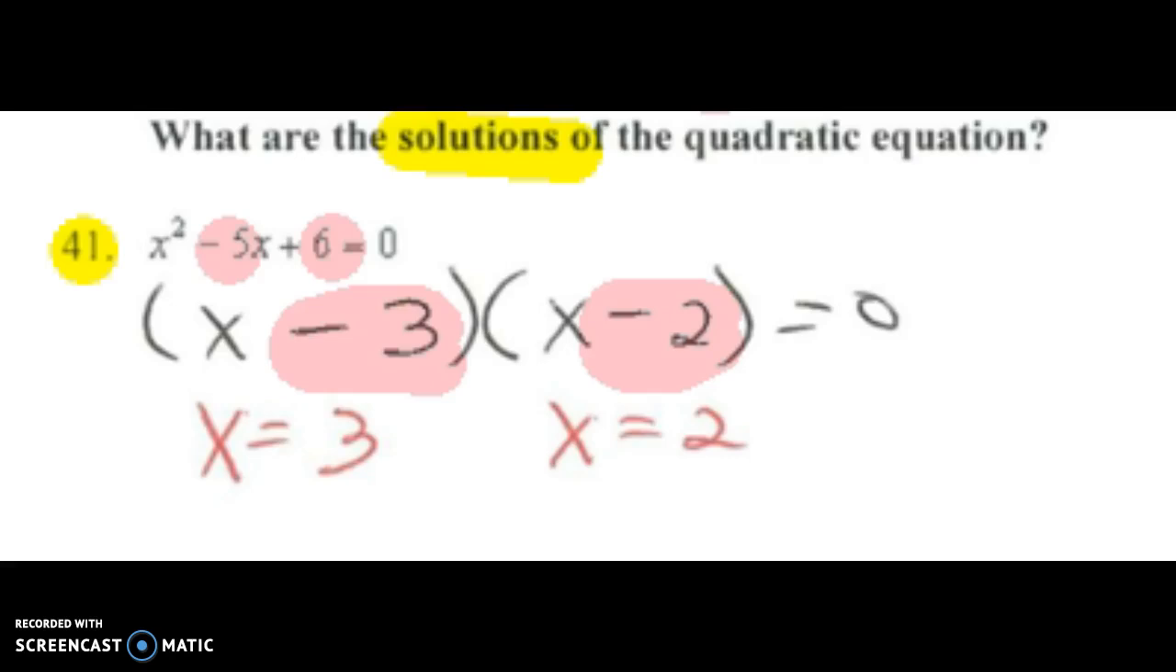So I am going to look at this first binomial. What makes it 0? 3, because 3 minus 3 is 0. What makes it 0? 2. 2 minus 2 is 0.